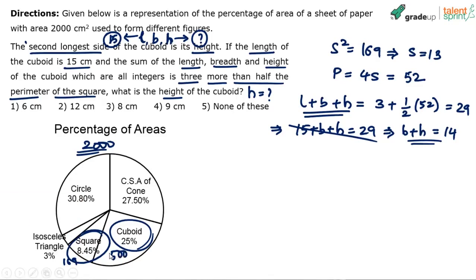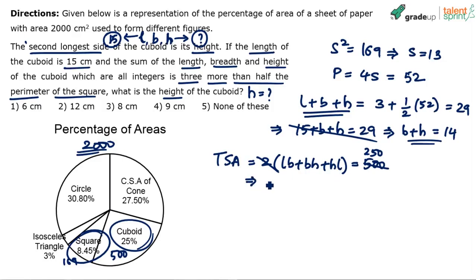Now, just deal with that equation to get the answer. What is the total surface area of the cuboid? 2 times LB plus BH plus HL, equal to 500. Now substitute the values. This is 250 anyway, and we know that L is equal to 15. If I take L common, we get L times B plus H, plus BH, equals 250.